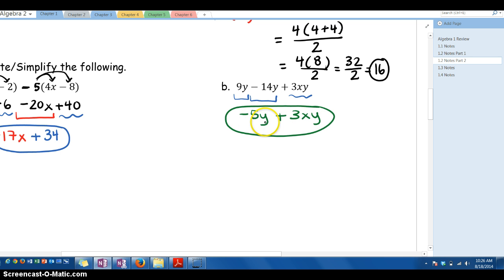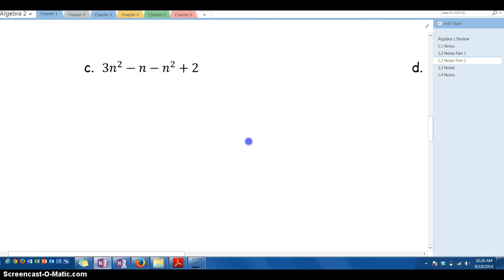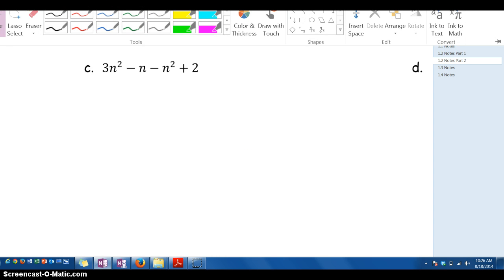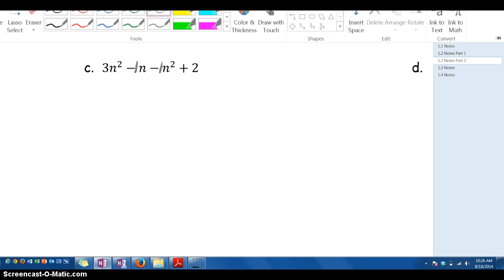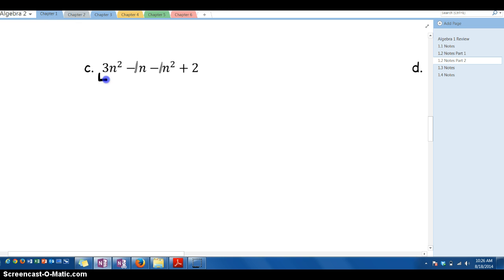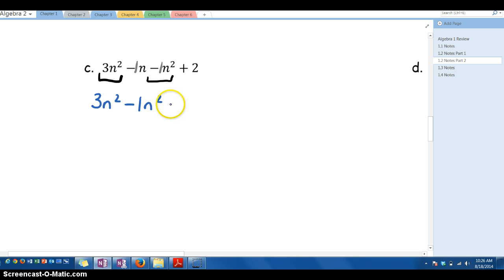Remember, those are not like terms. One has x, the other one does not. Alright, let's look at example C. I sometimes get confused when there's no numbers in the front of these. So remember that if there is negative n, it's really negative 1n and negative 1n squared. So here are the like terms: we have the 3n squared and then negative 1n squared. And sometimes some people will write them out like this, 3n squared minus 1n squared, and then write negative 1n. That's all by itself. That's different. And then this one is also different.